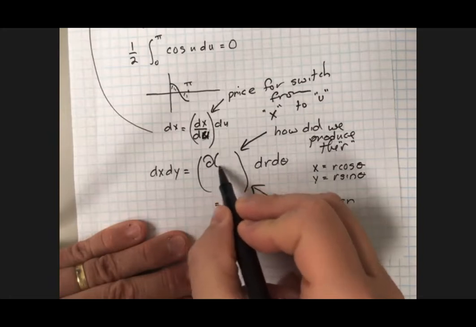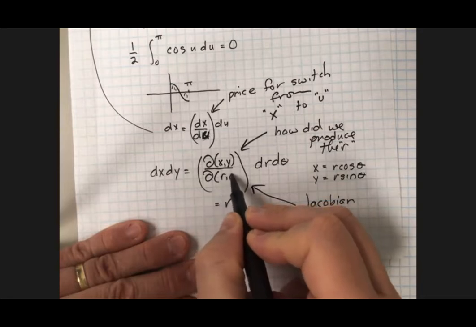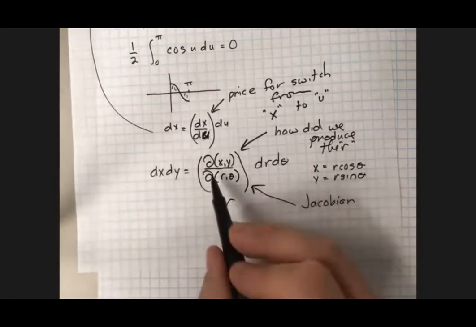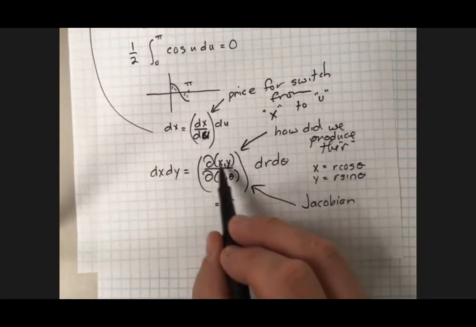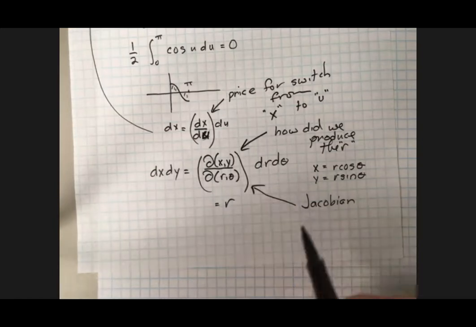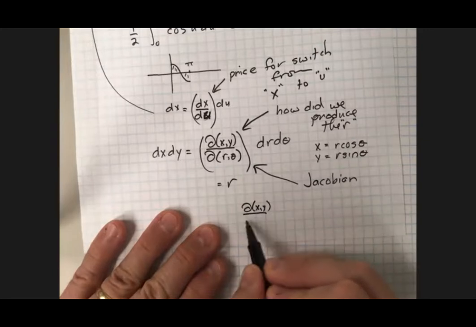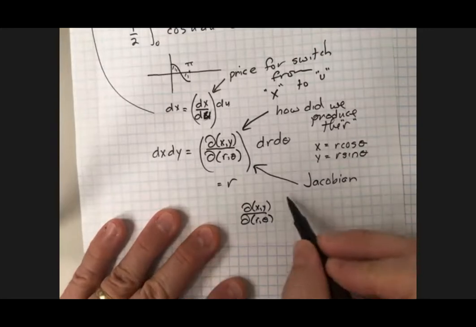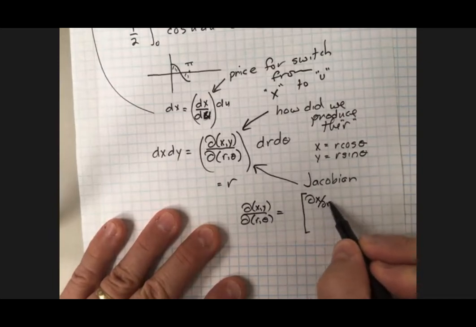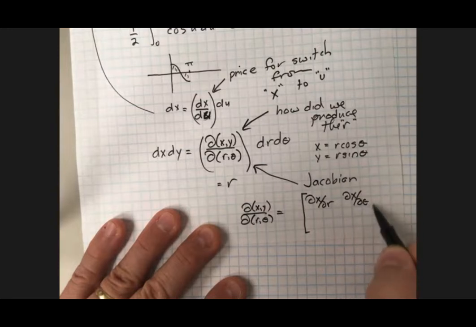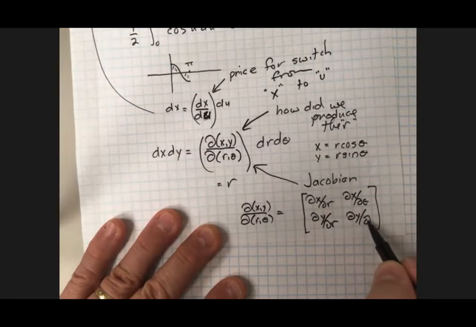And it's got a funny notation. It's called the partial of x and y with respect to r and theta. So it's a combination of partial derivatives, because I'm dealing with multiple variables here. And I'm not differentiating with respect to x and y and r and theta at the same time. This is a symbol for what we call the Jacobian. It's a shorthand for: take the partial derivative of x with respect to r, take the partial derivative of x with respect to theta, take the partial derivative of y with respect to r, and take the partial derivative of y with respect to theta.